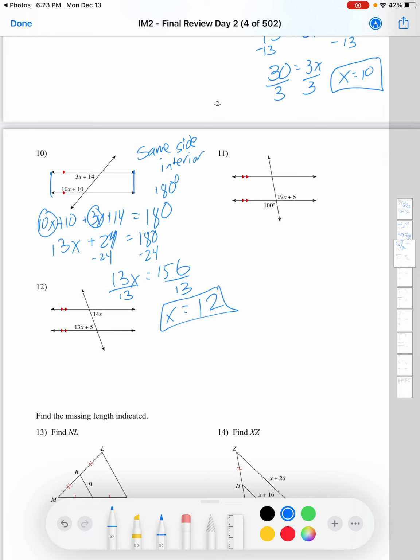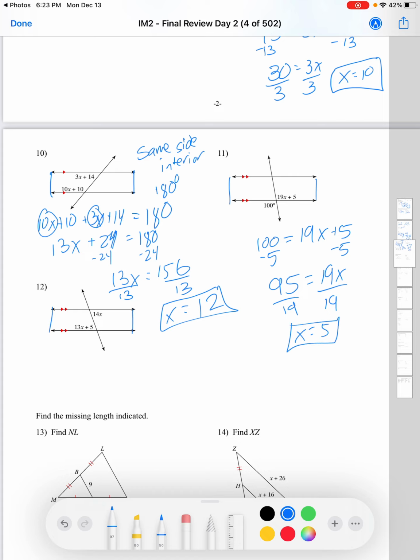These are vertical angles, kissing angles, so 100 equals 19x plus 5. Subtract 5. Divide by 19. And x is 5.